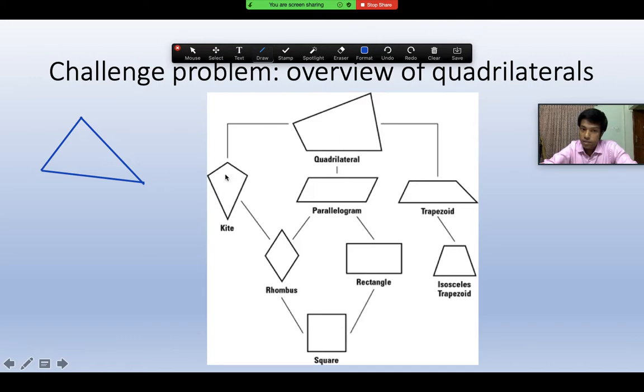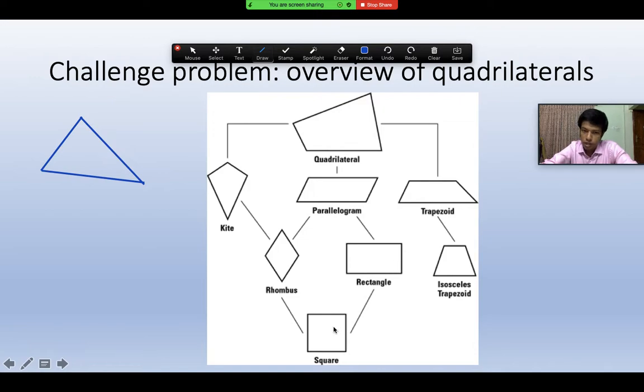Suppose this is a kite. It also has 4 sides. Parallelogram also has 4 sides. Trapezoid, 4 sides. Isosceles trapezoid also 4 sides. Rectangle, square, rhombus, all of them 4 sides. But definitely you can see in the shape, they have different features, different characteristics.